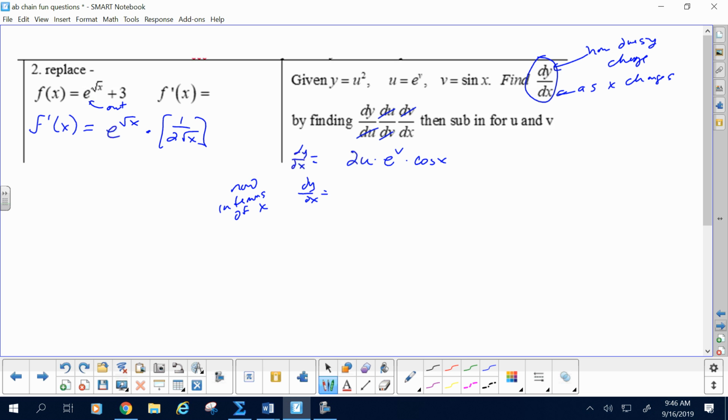So let's call u what? u is equivalent to e to the v, and e to the v I'll leave alone. All right. So at least now I've replaced u and it's all just v and x. Now what can I do? Change v's to sine x. So our final answer is 2e to the sine of x times e to the sine x times cosine x.